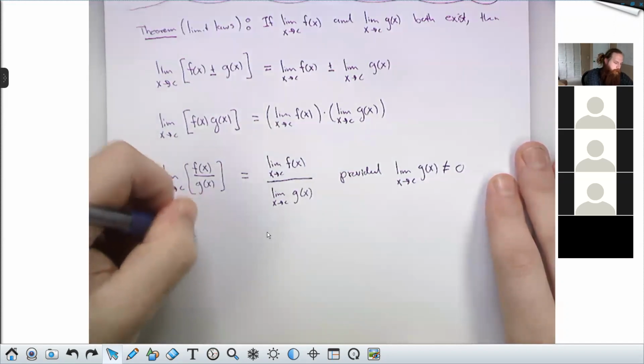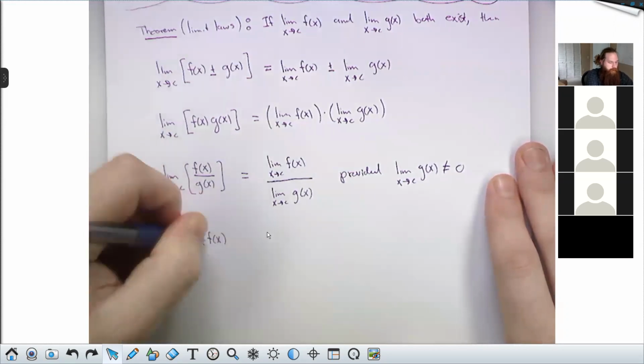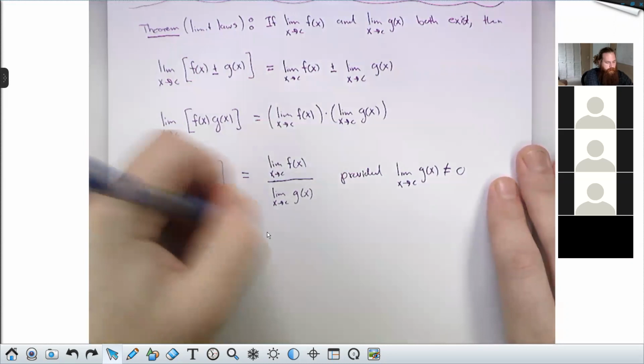So if you have some constant k, they misuse things here and use the same symbol in 2 places. But if you have a limit of a constant times a function, and you know what the limit of the function is, you can pop the constant outside the limit.